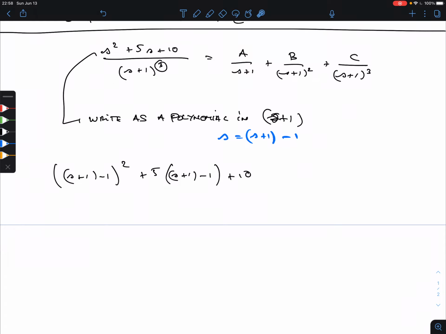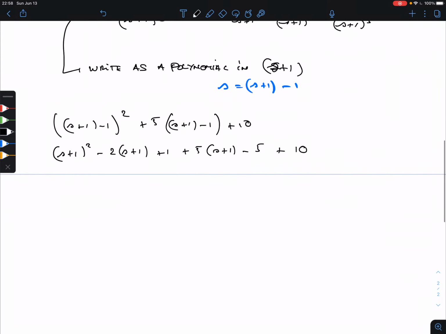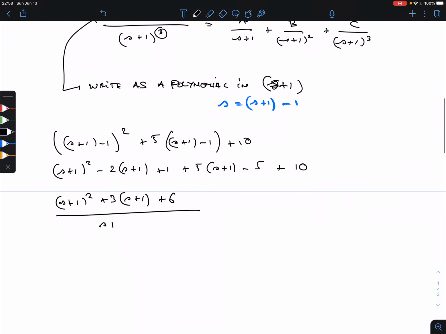What I'm trying to do is write it as a polynomial in s plus 1. So then this I expand. This is (s plus 1) squared minus 2 times (s plus 1) plus 5 times (s plus 1) minus 5 plus 10. So what we have is (s plus 1) squared, minus 2 plus 5, that is plus 3, times (s plus 1). And then we have 1, 11 minus 5 is 6. So this is what the numerator looks like. And then the denominator is (s plus 1) cubed.